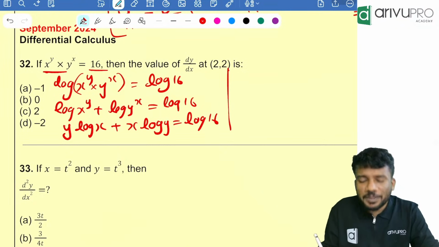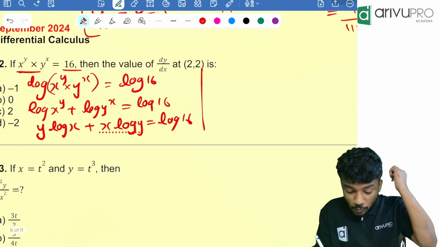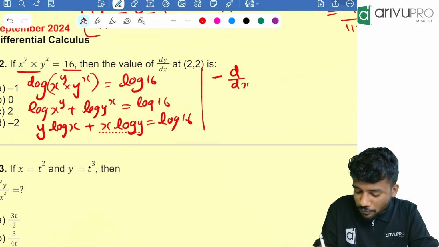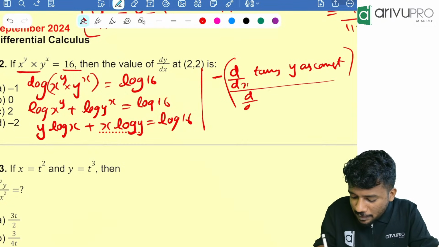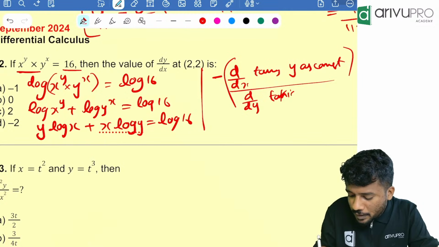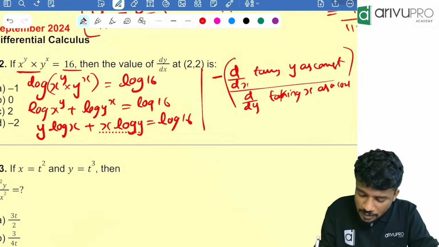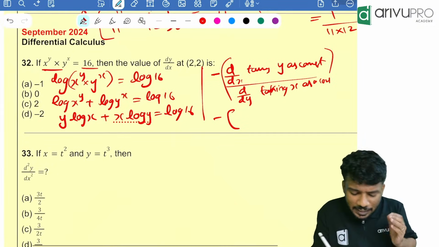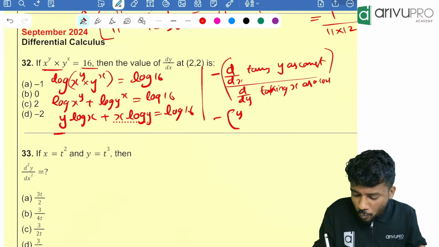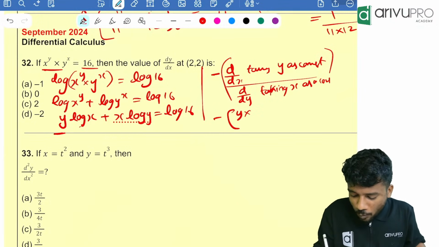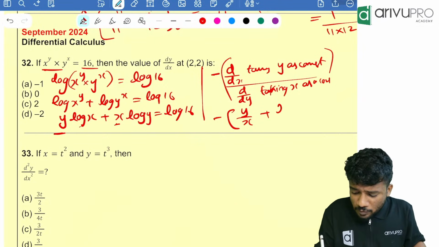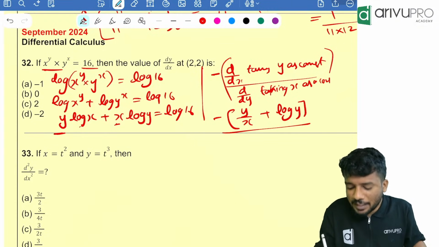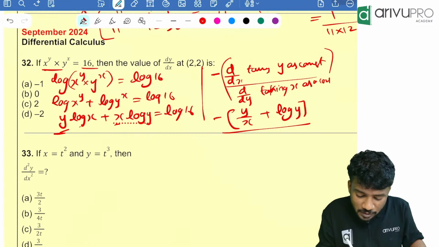Log 16. Now people, we need to take the derivative. What is the formula? Minus of d by dx, taking y as constant, divided by d by dy, taking x as constant. Now d by dx, y as constant means y should be a constant. y into derivative of log x is what? 1 by x. So can I write it as y by x plus... we need to take the derivative. What will remain? log y will remain, divided by d by dy of the first term. It will become what?